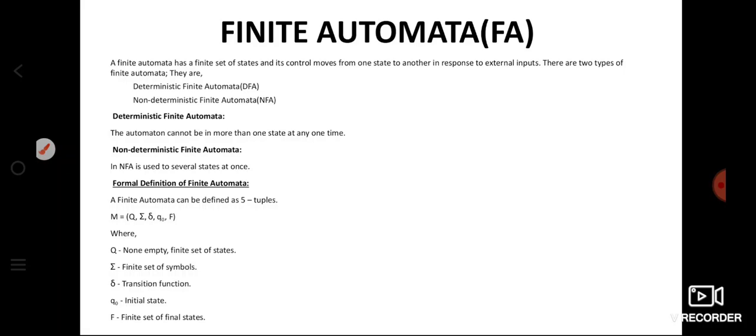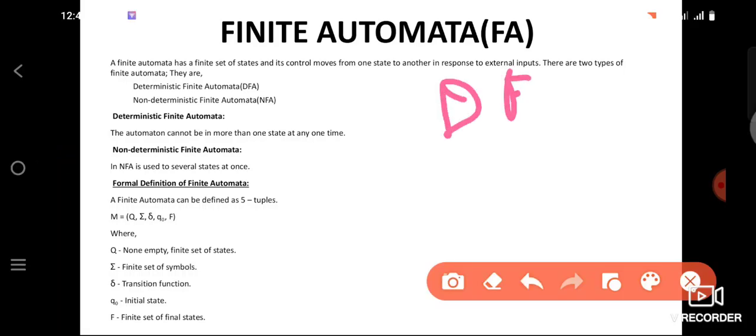A finite automaton has a finite set of states and its control moves from one state to another based on the external inputs. Again it has one control. It moves from one state to another depending upon our inputs. There are two types of finite automata, that is DFA and NFA. DFA means deterministic, NFA means non-deterministic.